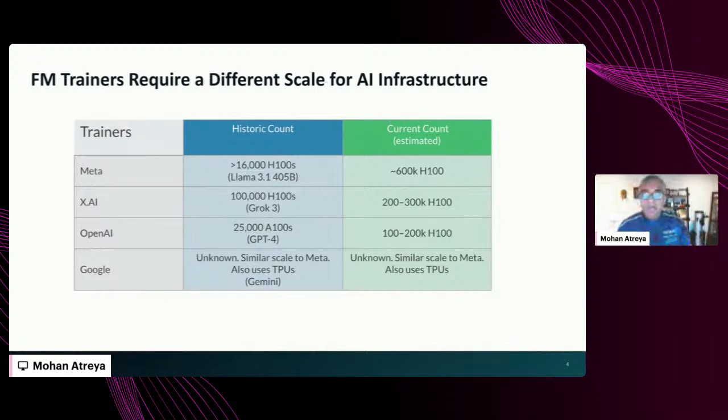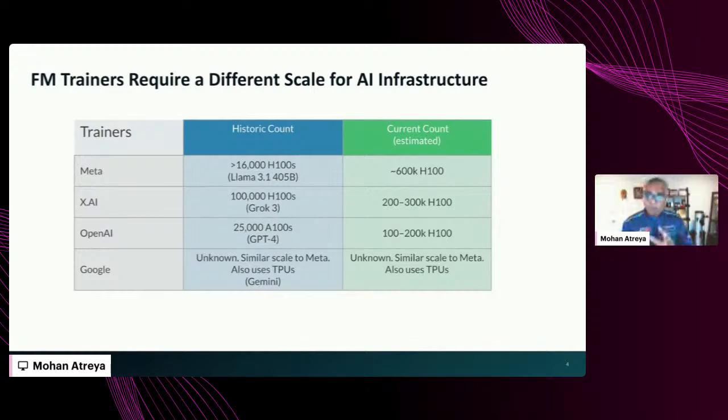So you may now be thinking, hey, how is this going to help me? I'm not at any of these companies. I'm not a trainer in the sense that I'm not creating a foundation model, perhaps. What am I doing at this presentation? Well, the conversation is not about these guys.